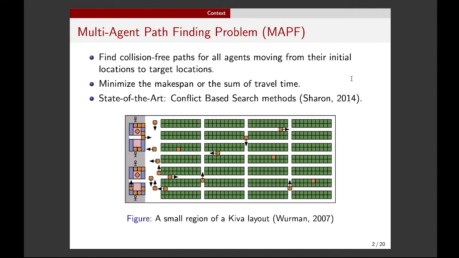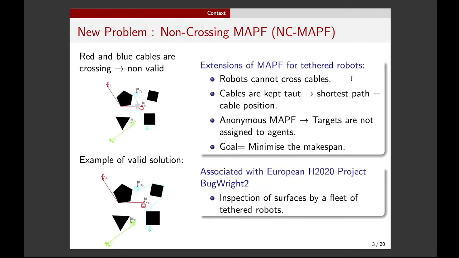For such a classic MAPF problem, the objective is to plan a collision-free path for all the agents, and the optimal solution aims at minimizing the makespan or the total traveling time. In this work, we consider an extension to MAPF for tethered robots, and we call it non-crossing MAPF problem. It's motivated by a real industry application where a fleet of tethered robots are used for inspecting large structures.